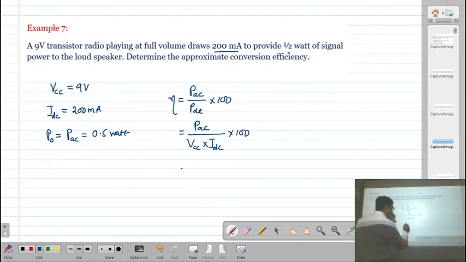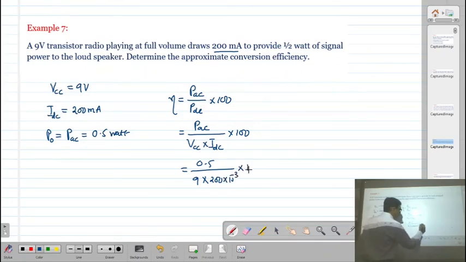So my AC output power is given as 0.5 watt. My VCC is 9 volts and the DC current is 200 milliamperes. Multiplying with 100, this comes out to be approximately 27.7%. So this is a low efficiency.